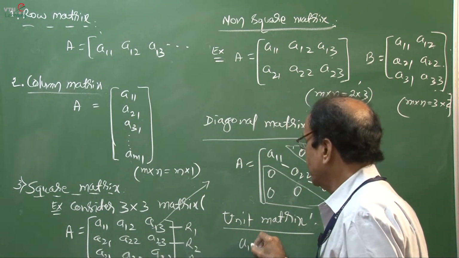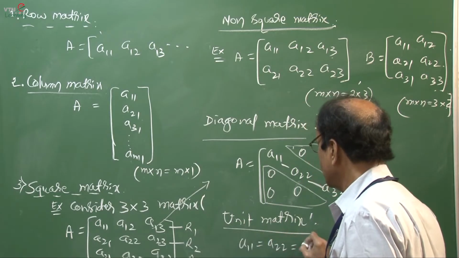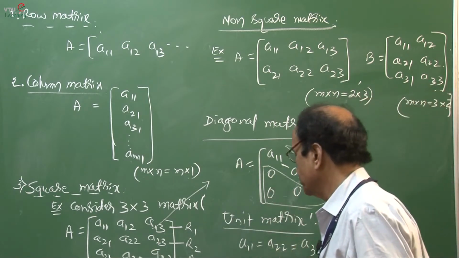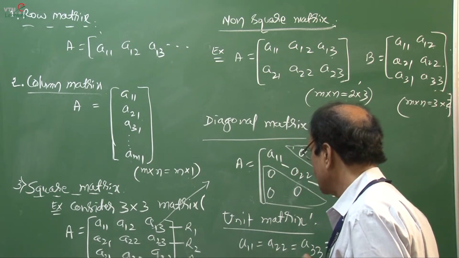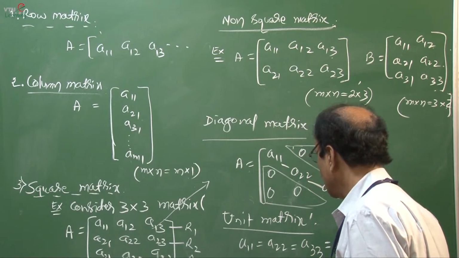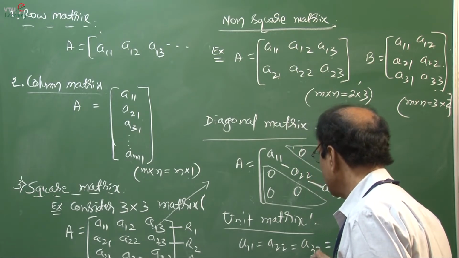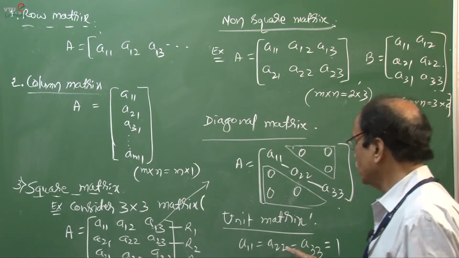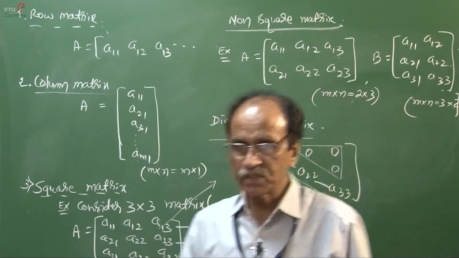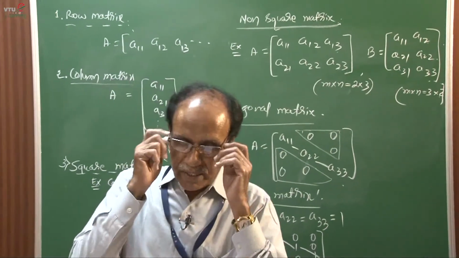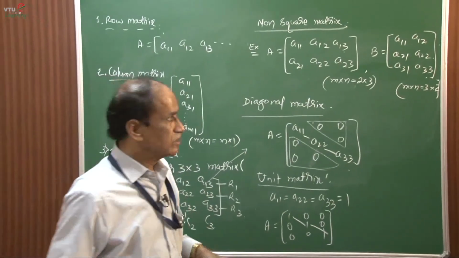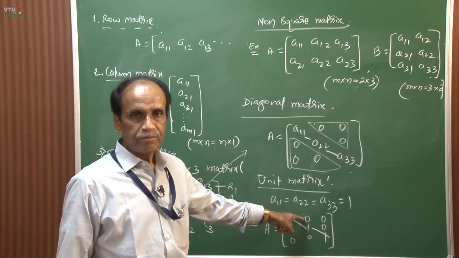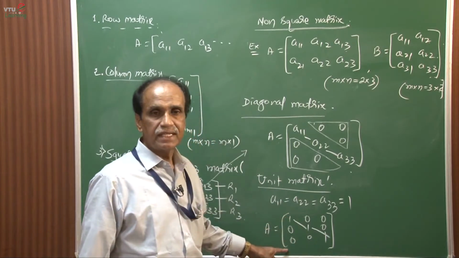Unit matrix means A11 is equal to A22 is equal to A33 is equal to 1 in the above matrix. That means A is equal to 1 0 0, 0 1 0, 0 0 1. This diagonal matrix takes the values A11 is equal to A22 is equal to A33 equal to 1. That means diagonal matrix and unit matrix both have the elements above the principal diagonal as 0 and elements below the principal diagonal as 0.